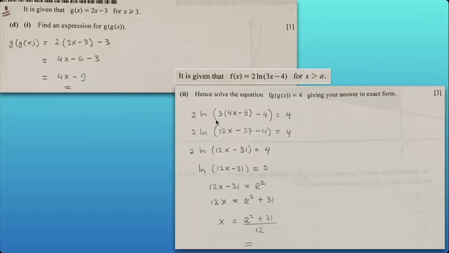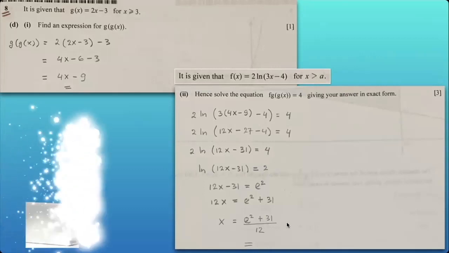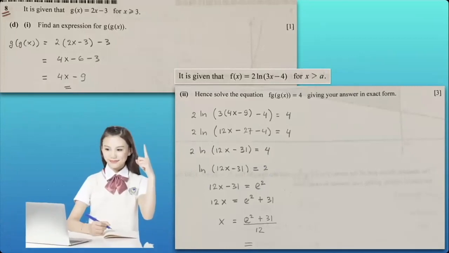Okay, we can simplify the expression inside the bracket first to get this expression. And then we can divide both sides by 2 to get this expression. And then we can transform from log into exponential. Again, remember, ln is equal to log base e. So e squared is equal to 12x minus 31. And we can solve for x. And that is the answer.